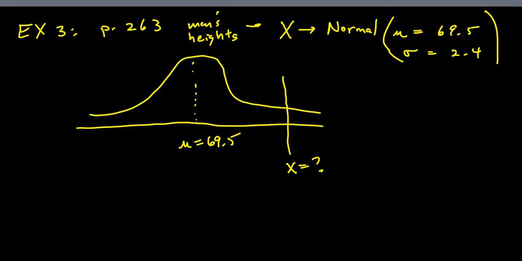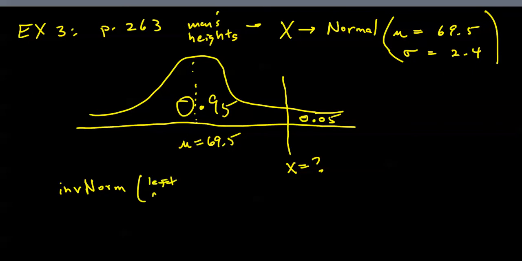Right, this is the x score that I want, the x value such that the area to the left of that value is 0.95 and the area to the right of that value under the distribution curve is then 0.05. Alright, much like we did in section 6.2, we're going to use the inverse norm command. And remember, the way the calculator has got it set up, you have to input your left area.